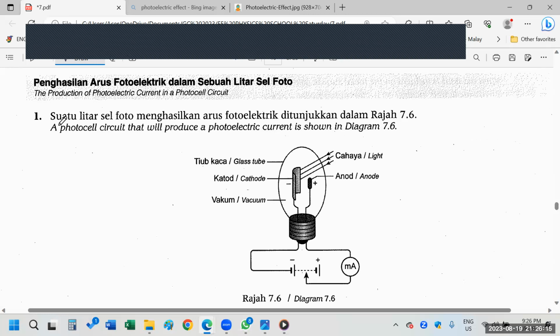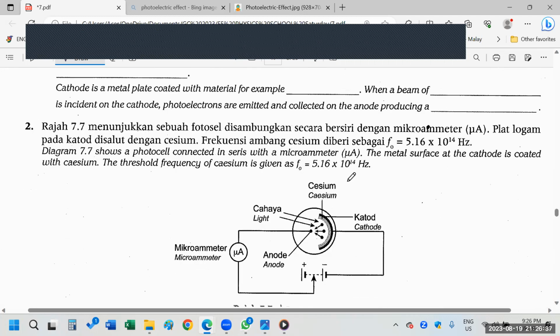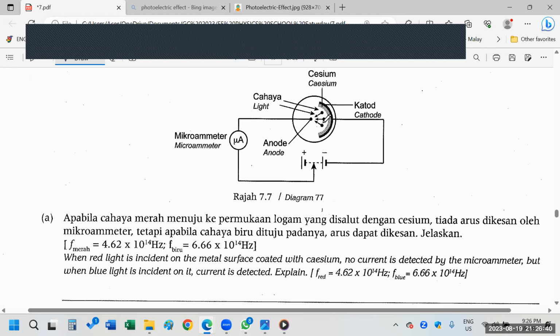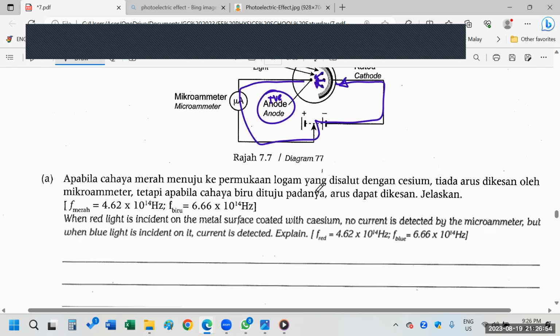Okay, the production of photoelectric current in a photocell circuit. So this is the photocell. You give light, and then this cathode, which is negative, will produce electrons towards here, and then it will light up. So light will make the cathode emit electrons, which are attracted to the positive anode, then go through here. The current will go through inside.